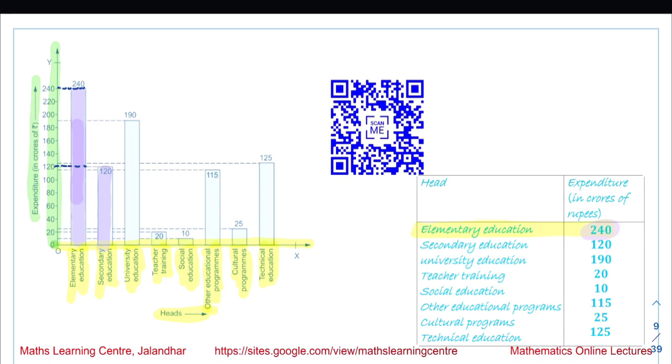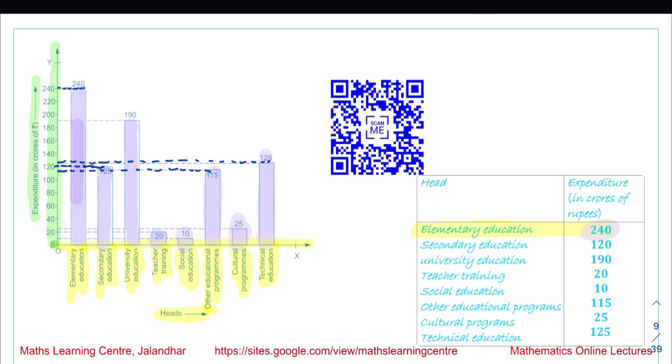This thing we are talking about, we have drawn it up to 120. Likewise we have drawn the other points over here: for university education it is 190, for teacher training it is 20, for social education it is 10, for other educational programs it is 115. So 115 will lie somewhere over here below 120. Then next it is 25, and last it is 125, and 125 will be somewhere over here above 120. So this is how we can represent this data on the bar graph.